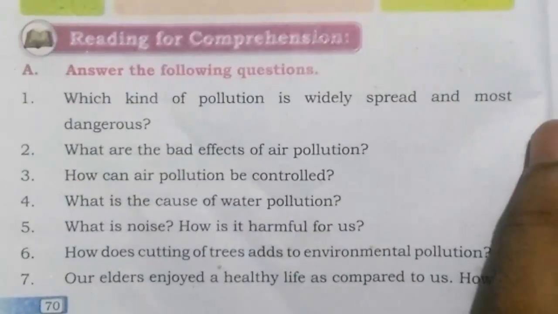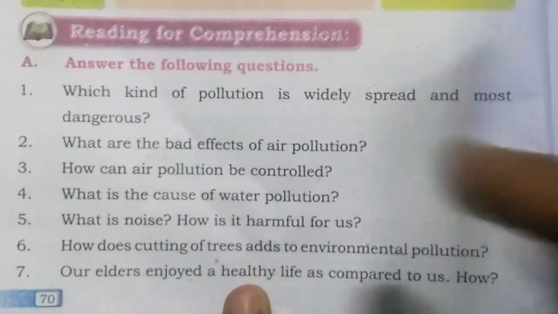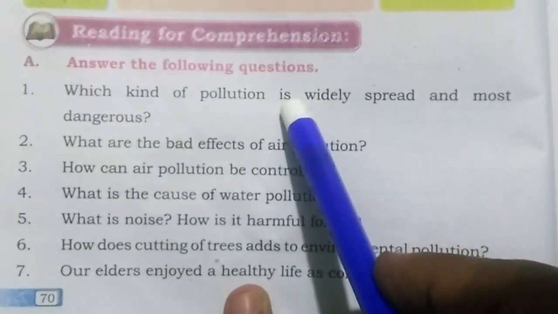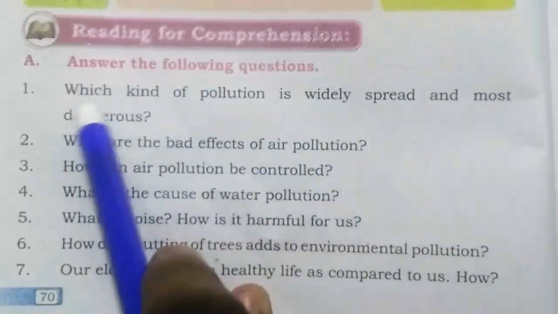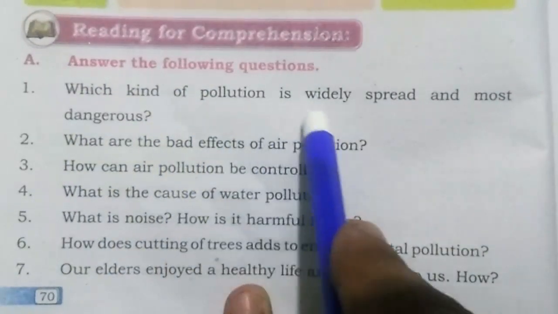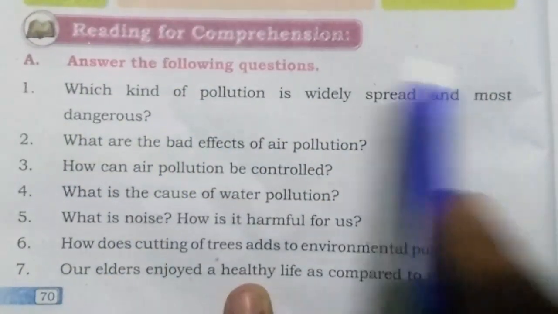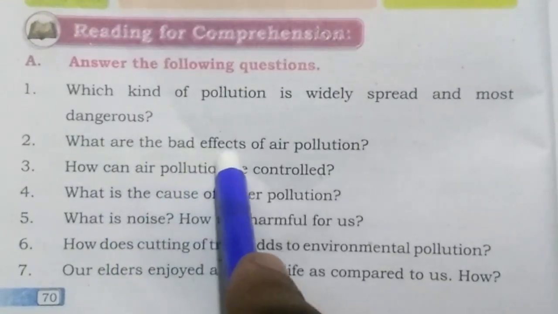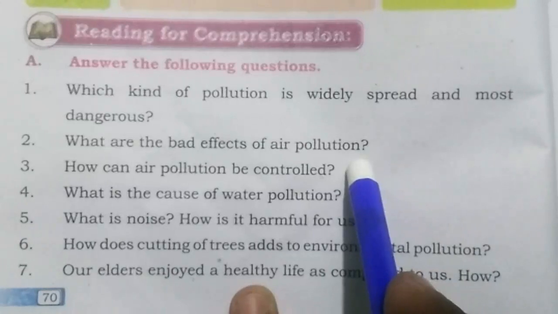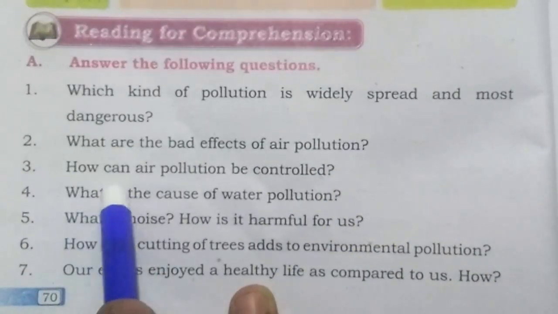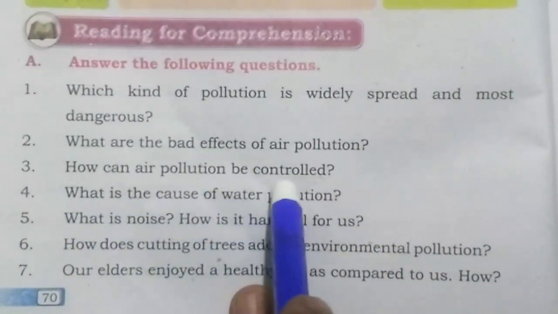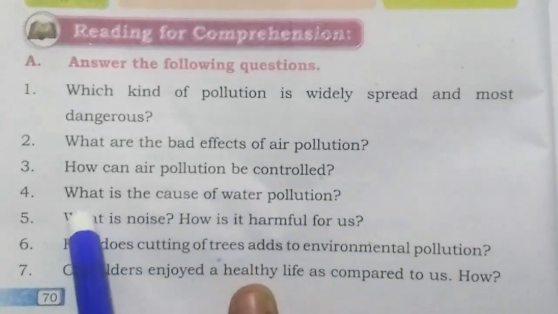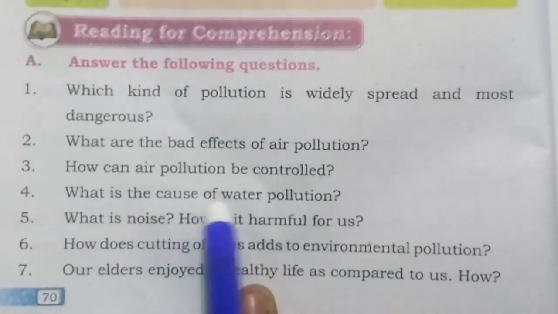Dear students, this is the homework for today. You will answer the following 7 questions. Which kind of pollution is widely spread and the most dangerous? Second, what are the bad effects of air pollution? Third question, how can air pollution be controlled? Question number 4, what is the cause of water pollution?